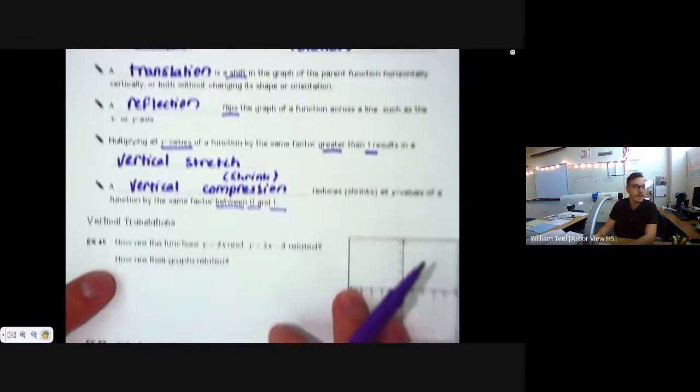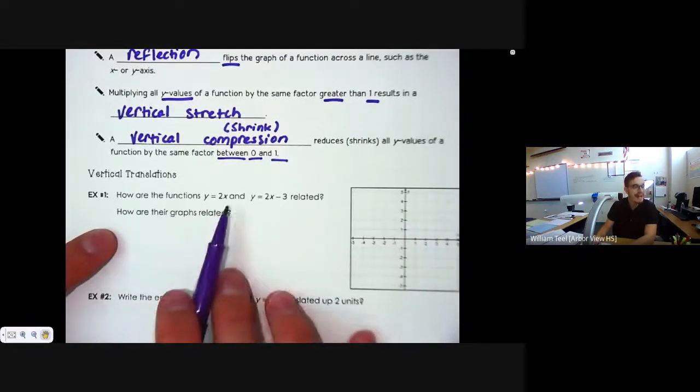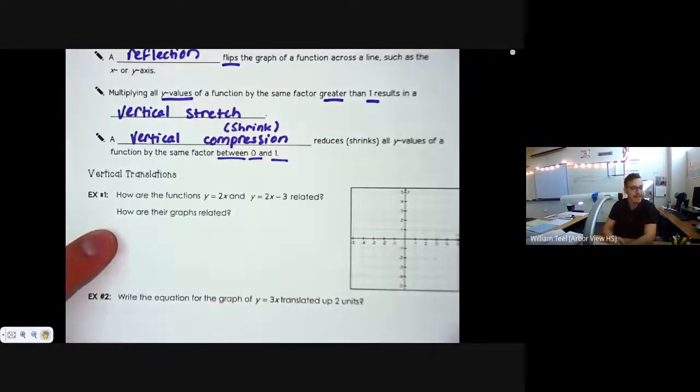All right, let's first of all look at some vertical translation. So example number 1: how are the functions y equals 2x and y equals 2x minus 3 related?